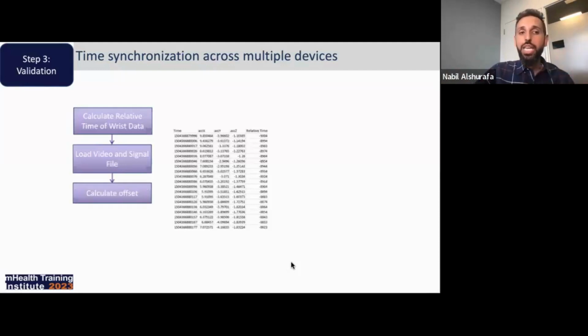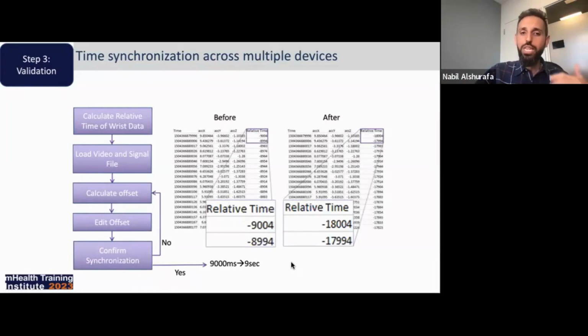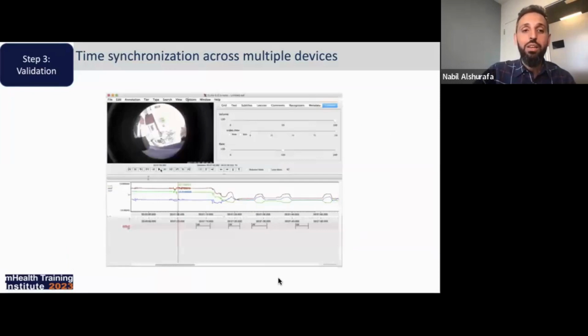So here, again, we calculate the relative time of the wrist data, we load the video and signal file, calculate the offset, we edit the offset, confirm synchronization, and then we iterate. So before, you might have the relative time as 9,000 milliseconds, but there might be a 9-second offset. We would just set that adjustment in ELAN. Here's a nice video that shows us how to do this.